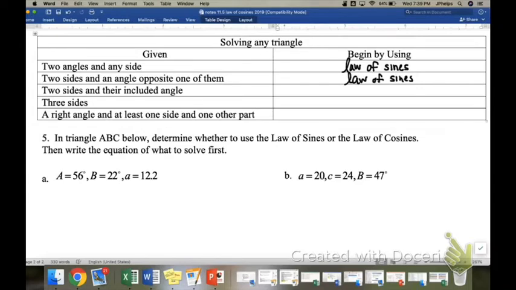If we've got two sides and their included angle, that means that we do not have the side across from the angle that we know. We cannot use the law of sines. So this is an example of side angle side, and we have to use the law of cosines for this.